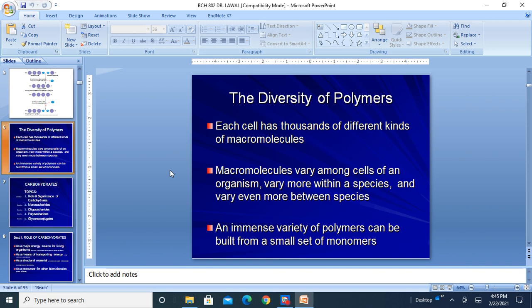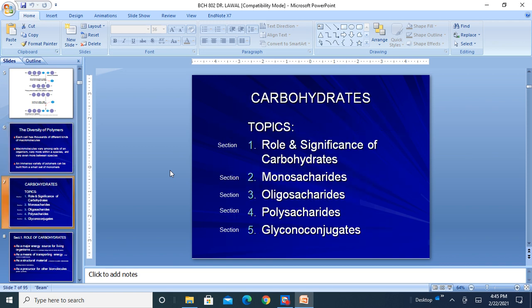Macromolecules can be found in different kinds of species, and a variety of polymers can be built from a small set of monomers. They vary from species to species. Even within species too, there's so much variety.